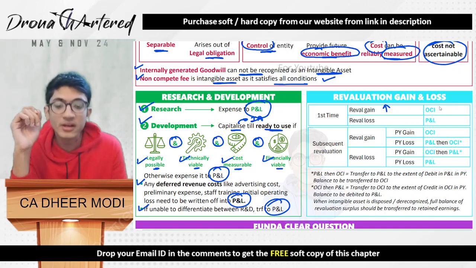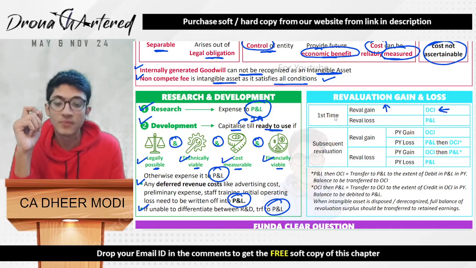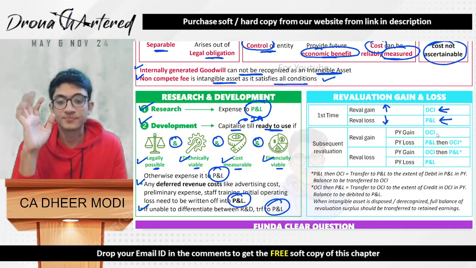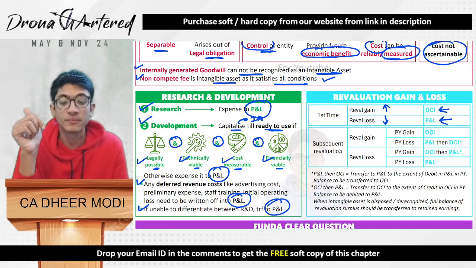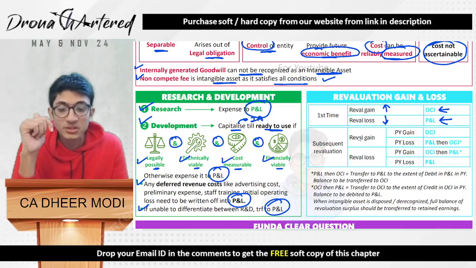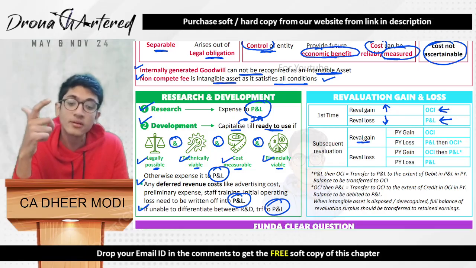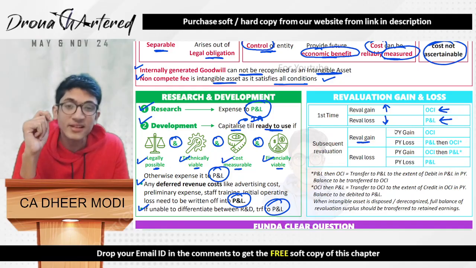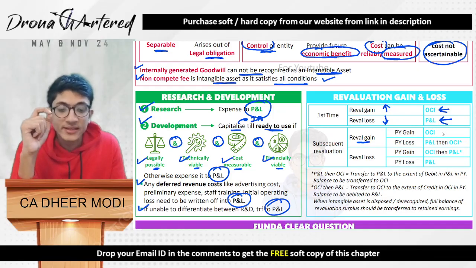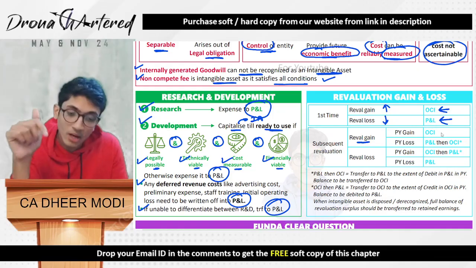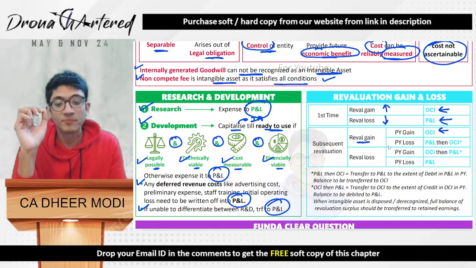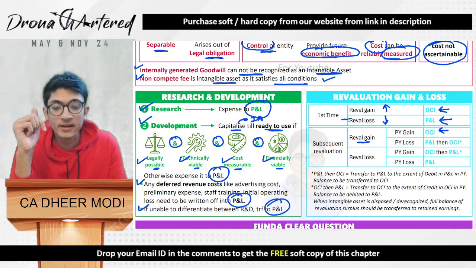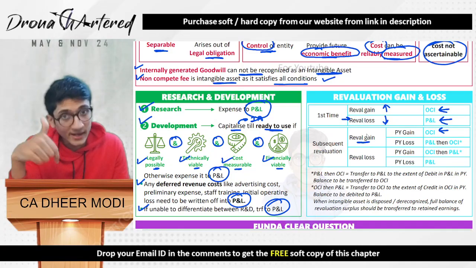The first time, an upward revaluation will be sent to OCI. And if it is a downward revaluation the first time, then it will be sent to PNL. If there is any subsequent revaluation, where we are revaluing even further, and there is a revaluation gain, and previously there was also a gain, that means previously we had sent it to OCI, so now also we will be sending this to OCI. But if previously there was a loss, that means previously we sent it to PNL, and now we are upward revaluing.